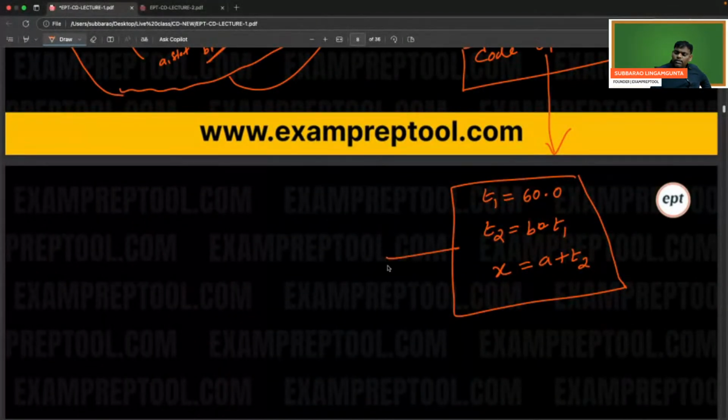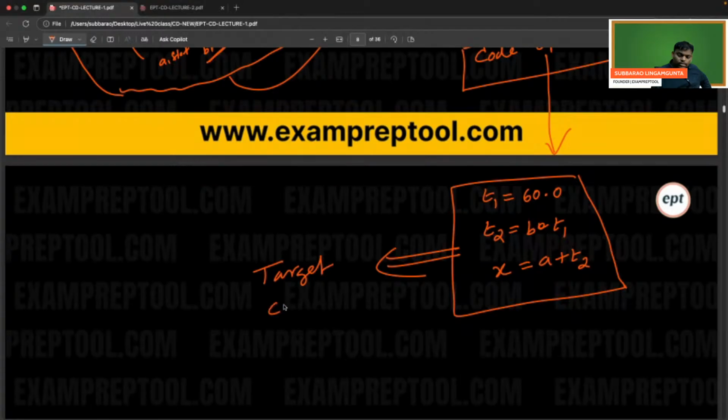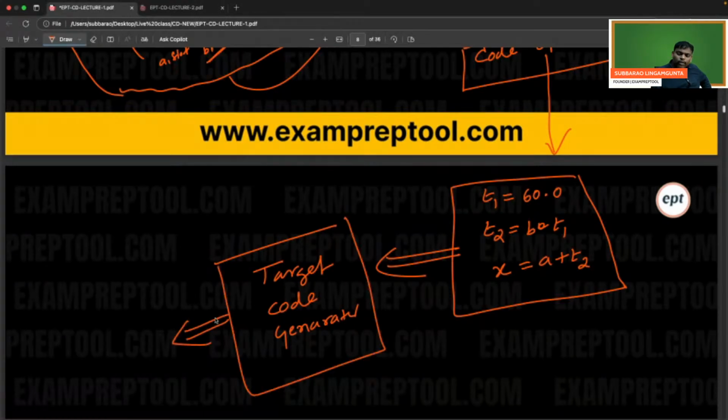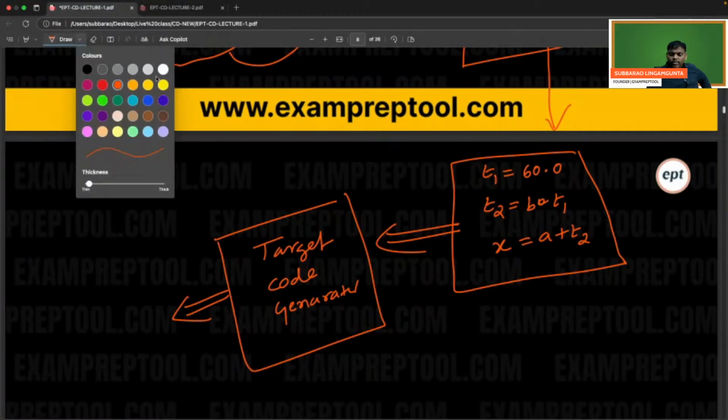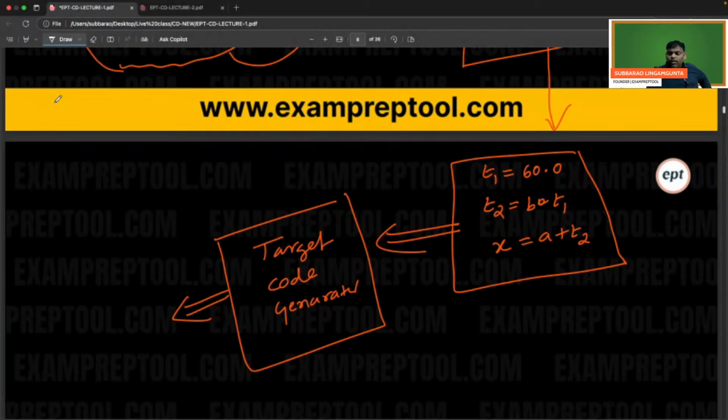Now, this is the input to the target code generator. Remember, target code means finally you have to write low level language. Can you see this? Nothing there, right? You can write also, no problem.